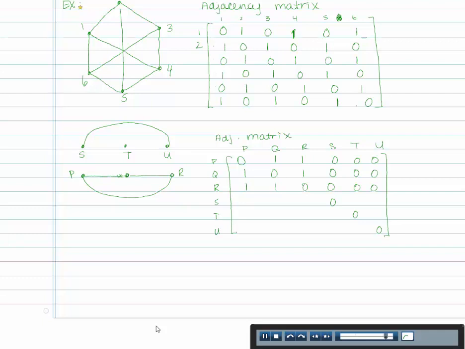Alright, now S, T, U. S does not have any relationship with P, Q, or R, nor with T, but it is connected to U. T isn't connected to anyone, so there's a whole row of zeros. And U is not connected to P, Q, or R, but it is connected to S. Notice here when we get these big blocks with all zeros, those correspond to places where you have sets of vertices that don't relate. It tells you that there are these two connected components. The S, T, U is in a separate block from what's happening with P, Q, and R. Pretty cool, huh?